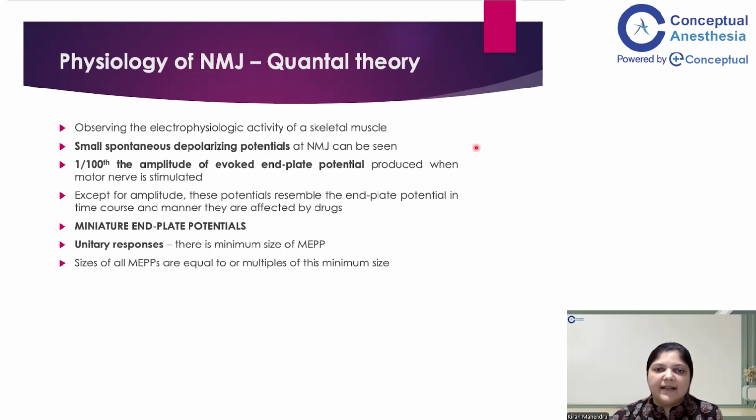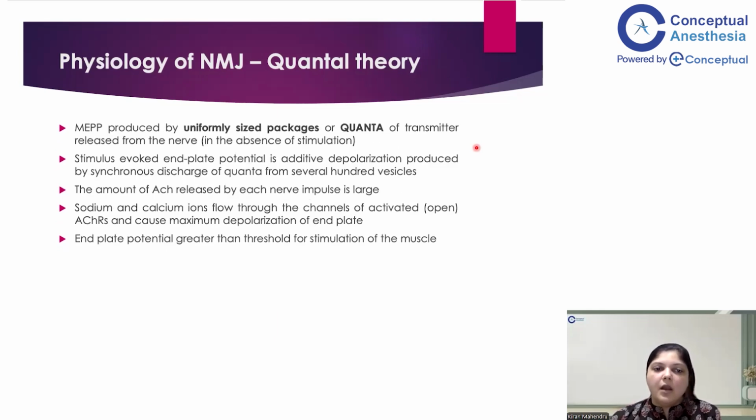Now, apart from the difference in the amplitude, these miniature end plate potentials resemble the end plate potential in time course and manner in which they are affected by the drugs. So basically, it is a unitary response which is seen at a neuromuscular junction, and the size of all these miniature end plate potentials is either equal to or a multiple of this minimum size. So basically these miniature end plate potentials are produced by uniformly sized packages, or what we call quanta, of transmitter, which is released from the nerve in the absence of stimulation.